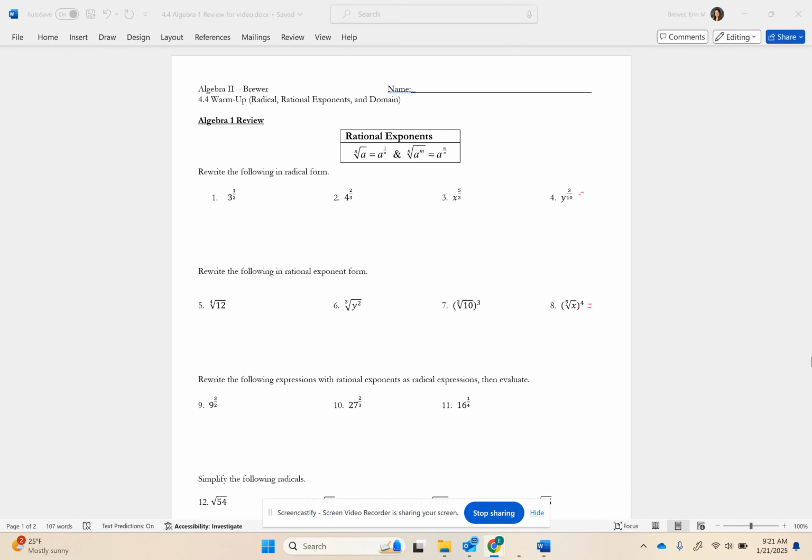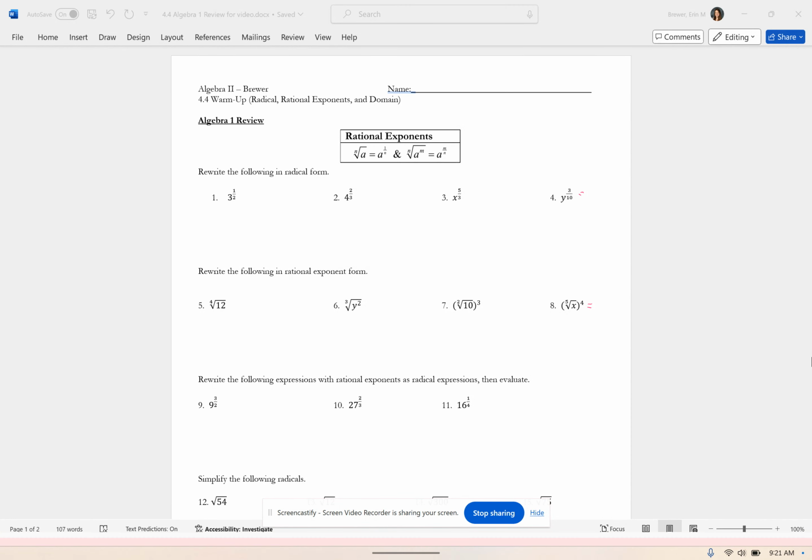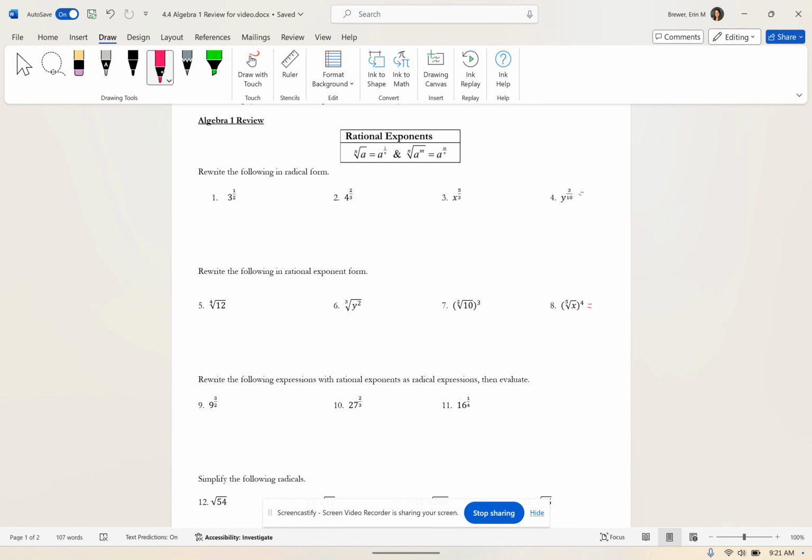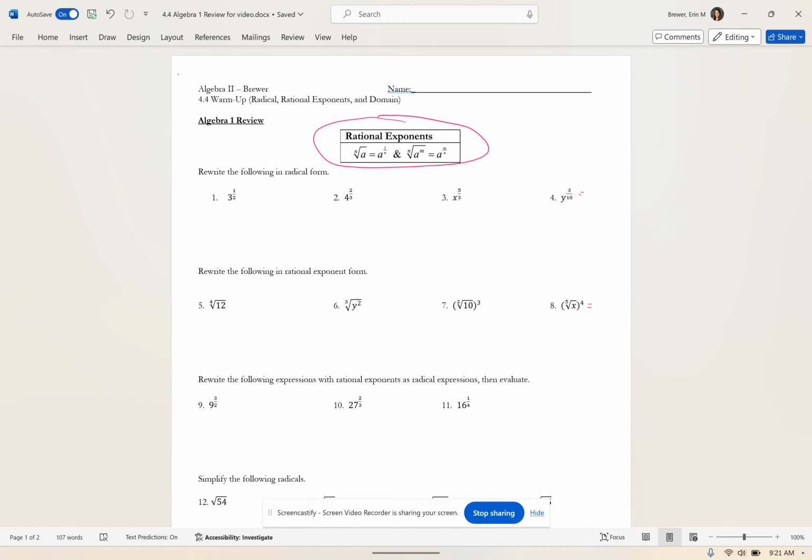Okay, in this video, we're going to do a crash course with some Algebra 1 review that you will need in order to do our 4.4 notes. So first thing we want to know is everything in this box. This is just saying that we can go from radicals, things that look like square root symbols, but they could be cube roots or fourth roots, to rational exponents, exponents that are fractions, okay? They can look either like this first diagram or this second one.